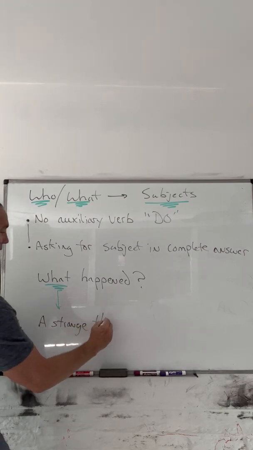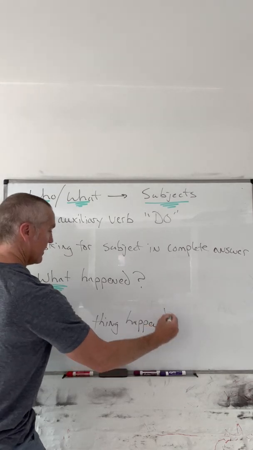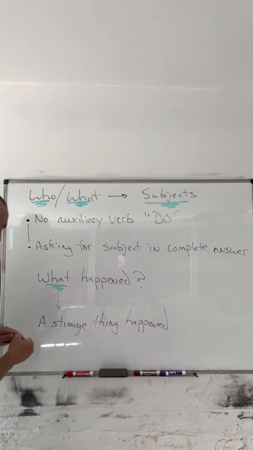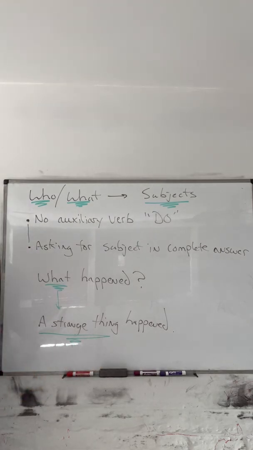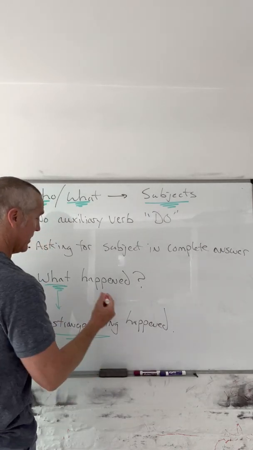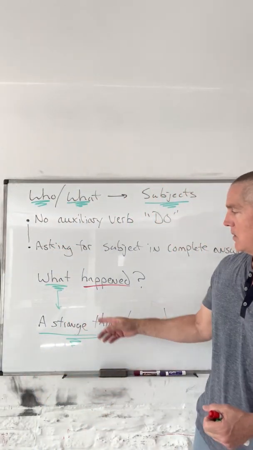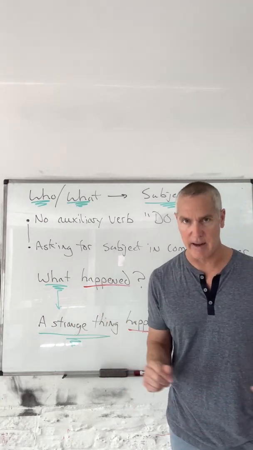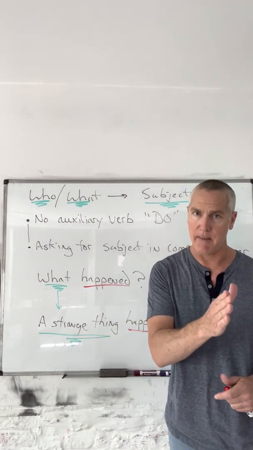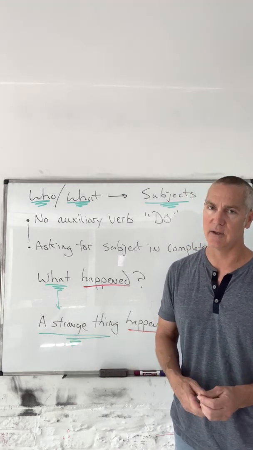A strange thing happened. And of course, right there, a strange thing, of course, that is the subject. Here's the verb. So again, what happened? A strange thing happened. Nothing happened. An accident happened. We're asking for the subject of the complete answer.